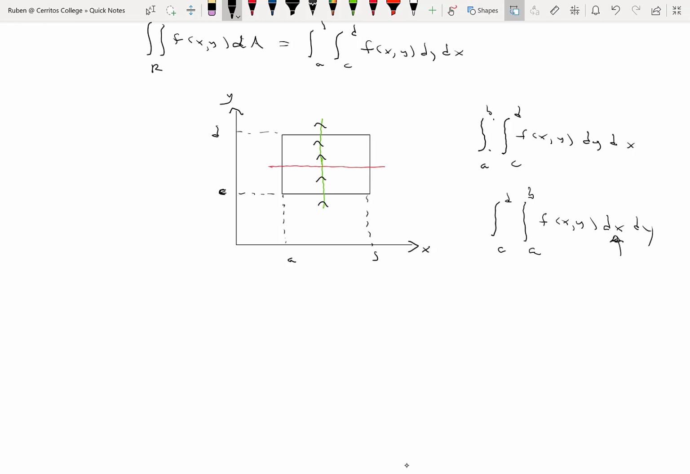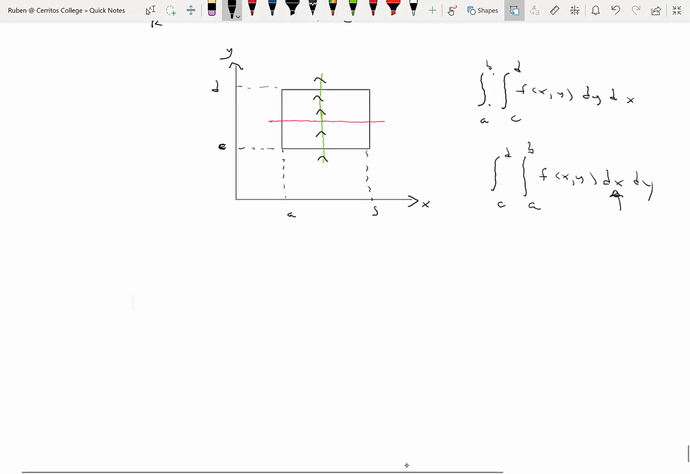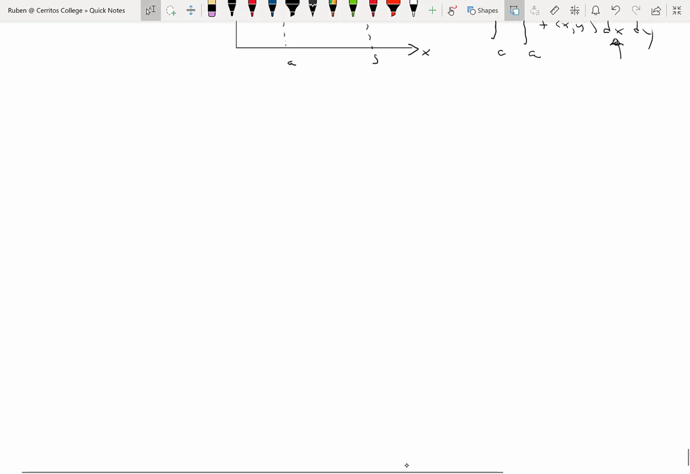Okay, so on to our topic for today. Our topic for today, as indicated by the title of the section, is to integrate over general regions in the xy plane. By integrating over general regions in the xy plane, I mean we're not necessarily integrating over a rectangle R in the xy plane.